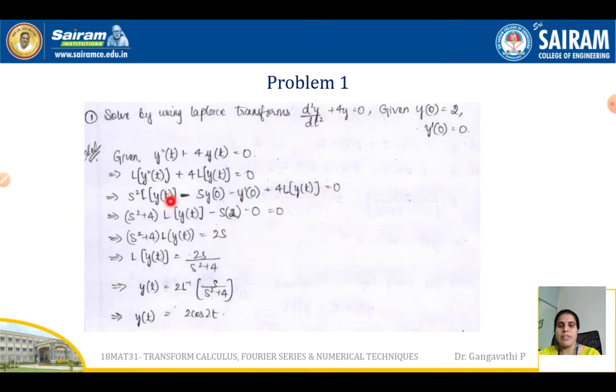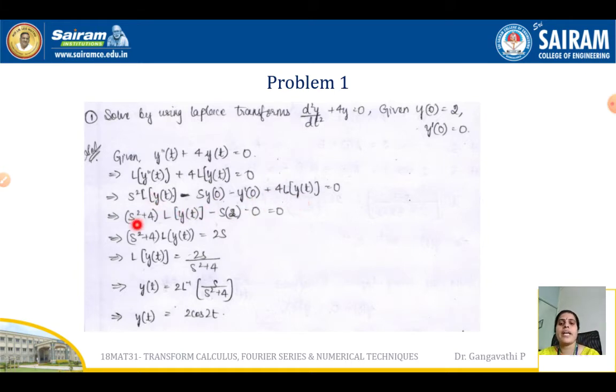And now let us simplify further, and let us substitute the conditions given in the problem itself. The conditions are y of 0 is 2 and y dash of 0 is equal to 0. Y of 0 is 2, so this term is 2 and this term becomes 0. So when we make a substitution and simplify, we can group the L of y of t terms.